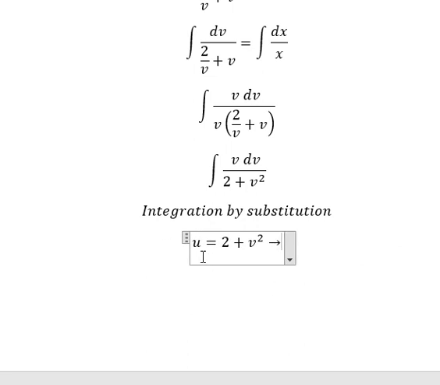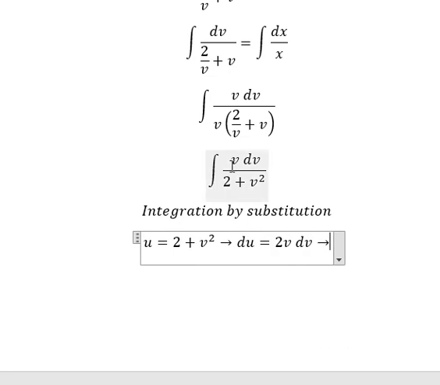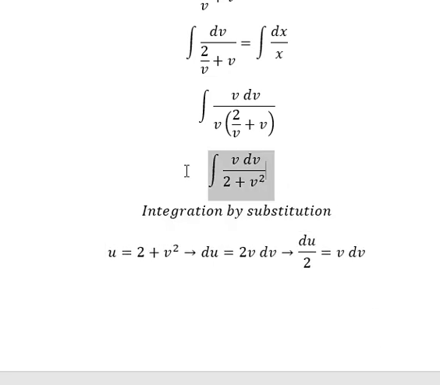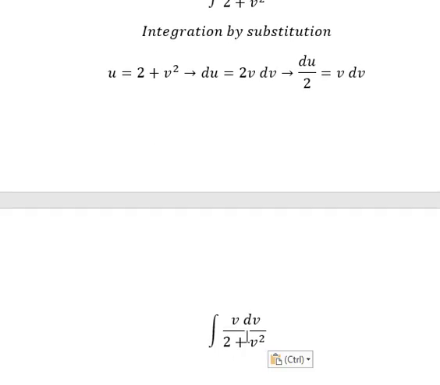And later, we need to first do the derivative for both sides. This one is the constant, so you get number 0. This one we have 2v. Because we don't have number 2, we need to divide both sides by number 2. This one we change by u. V dv we change by du over number 2.